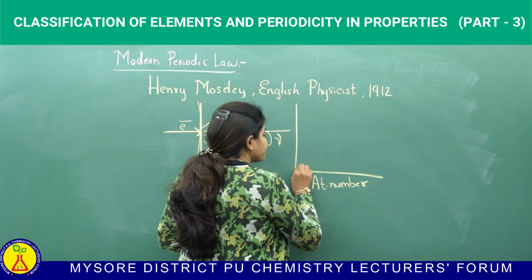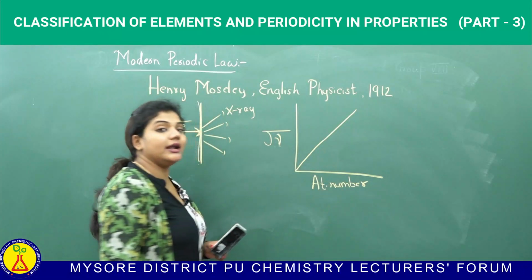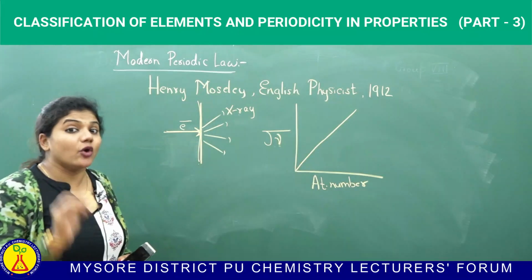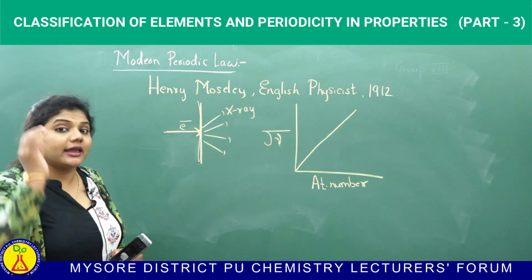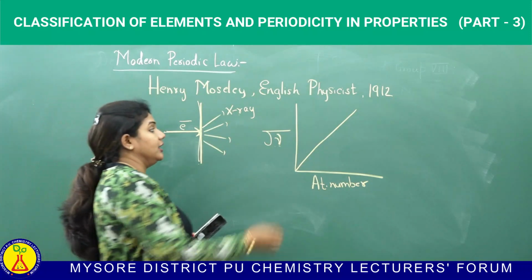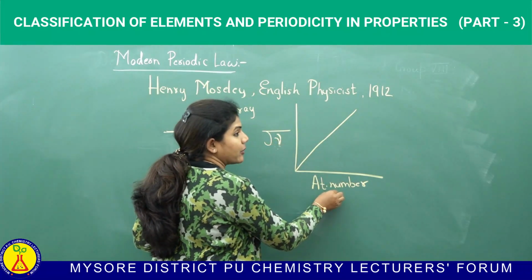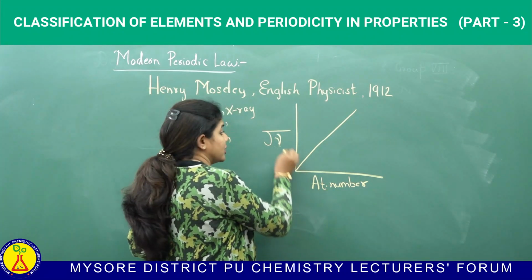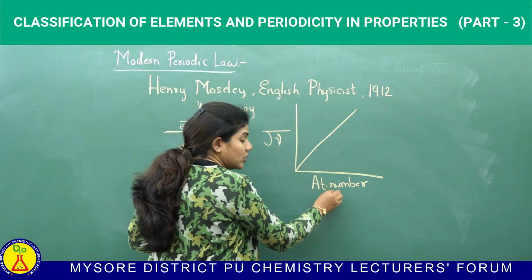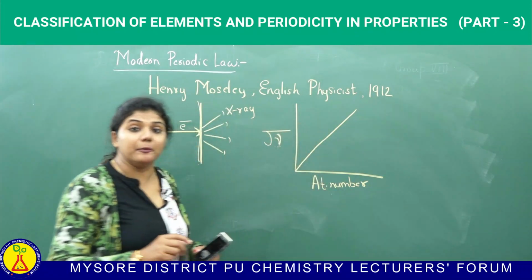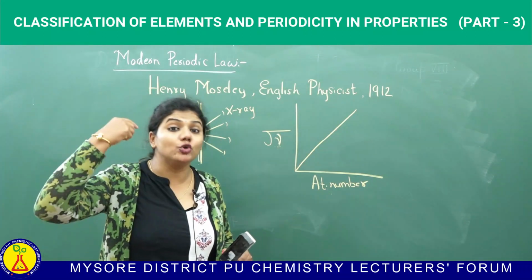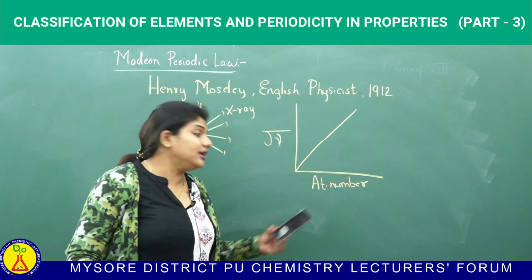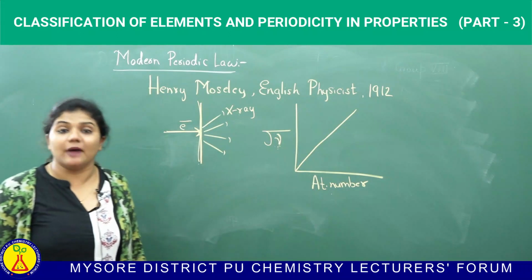When plotted, he could obtain a straight line. What could he obtain now? A straight line. When he obtained a straight line, he came to the conclusion that the frequency is directly proportional to atomic number, since the line starts from the origin. The frequency of the X-ray was directly proportional to atomic number, which made Moseley think: why can't we classify the elements in the increasing order of their atomic number.